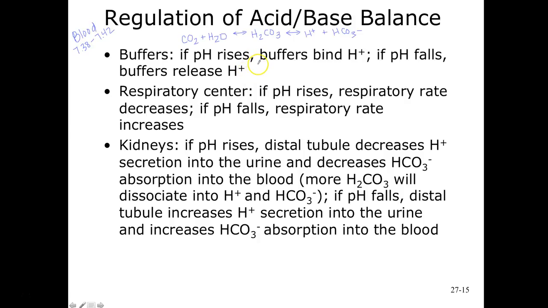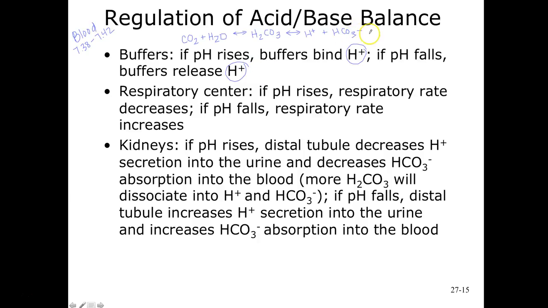So if we see that our pH is going to rise, so it turns more basic, then our buffer is going to bind more of those hydrogen ions in order to do this. And it shifts everything over to the left. If our pH is going to fall, so we become too acidic, then we will shift this equation to the right and we want to release these hydrogens. So we're going to talk about these hydrogens a little bit more in the coming slides.